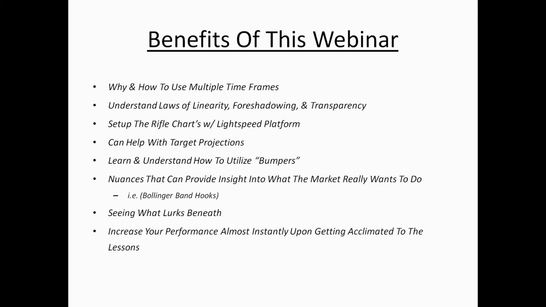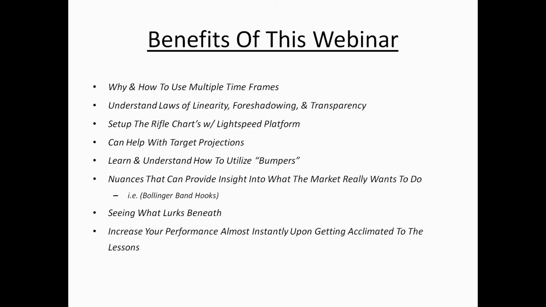As we move forward with the webinar, each time we go over a specific characteristic of the rifle chart, I'm going to go back into the laser platform and we're going to open up a blank chart and create a rifle chart together. This way you guys could experience it, maybe do it on another screen while I'm explaining it. Whatever it is, it's great.